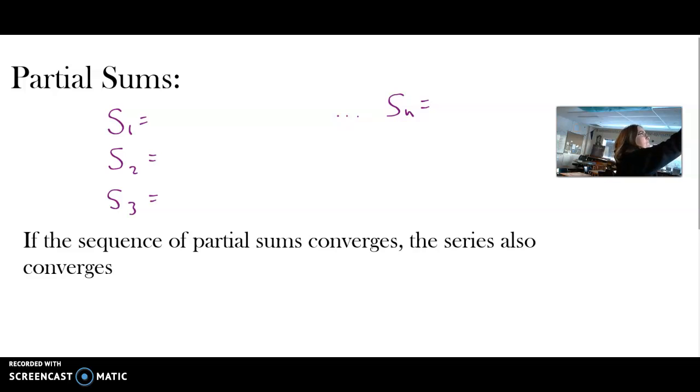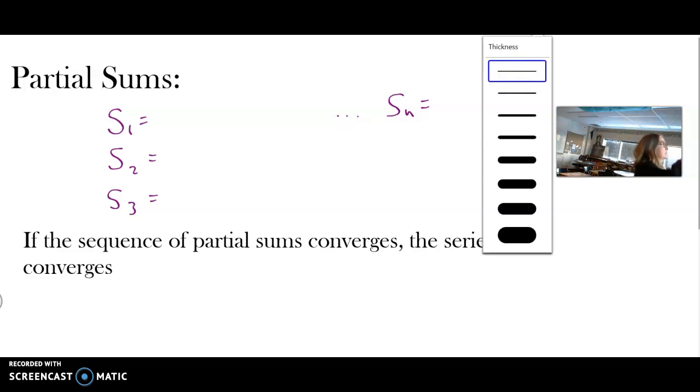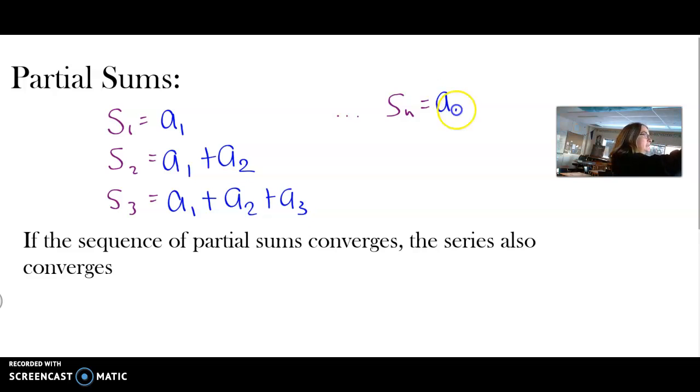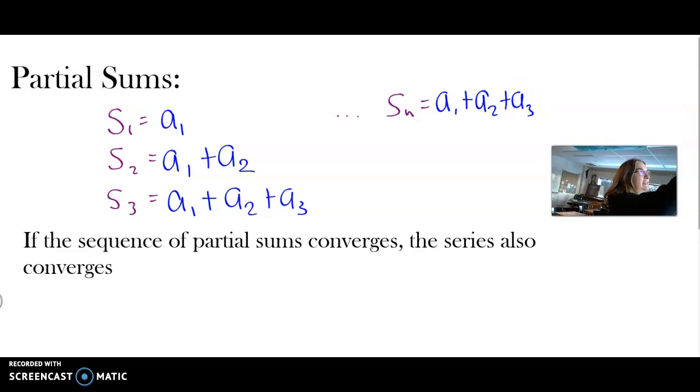So partial sums, we're going to be looking at partial sums, which means not going out to necessarily infinity. If you find the sum of the first term, it would just be finding a sub 1, just the first term. And then s sub 2 means add together the first two terms. S sub 3 means add together the first three terms. Those are called partial sums because we're not going all the way out to infinity. S sub n means find the sum of the first n terms, and we can put in anything for n.